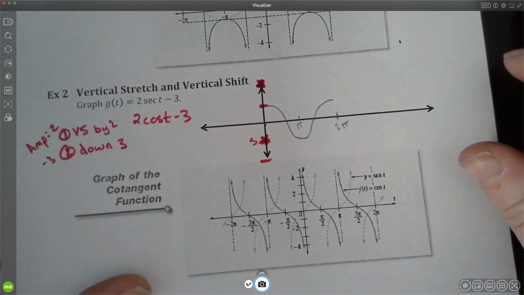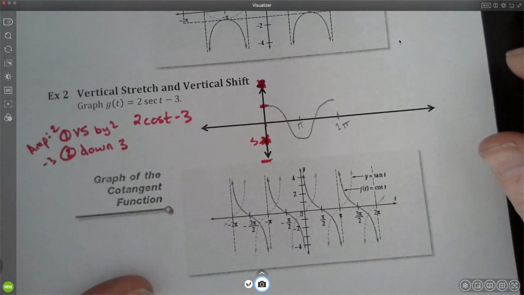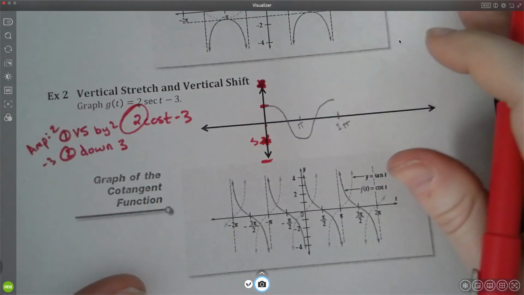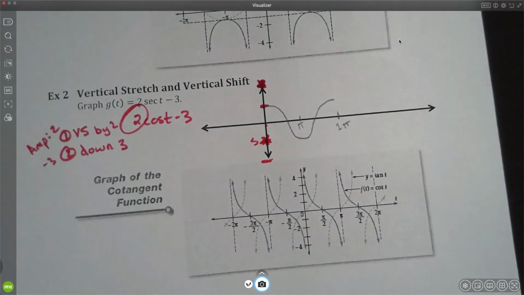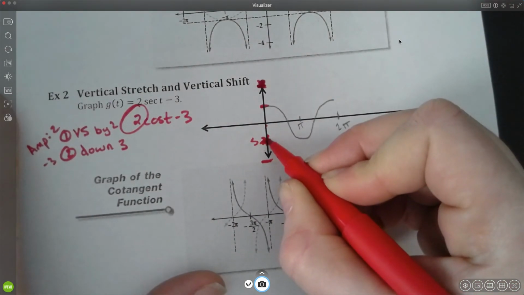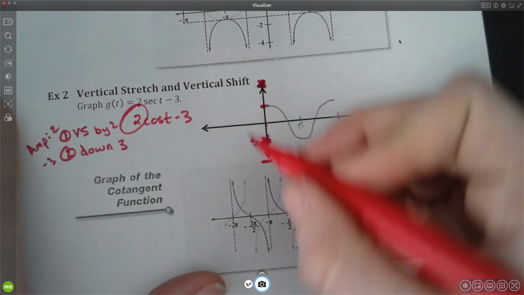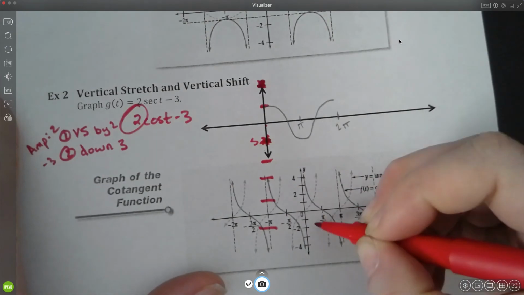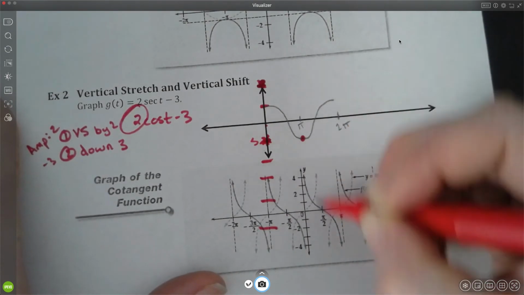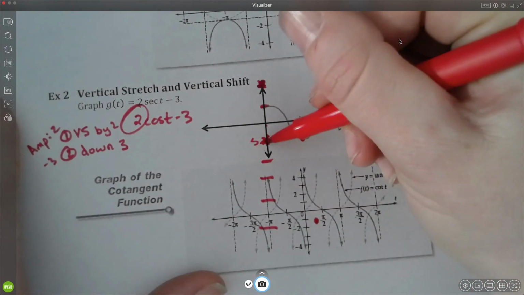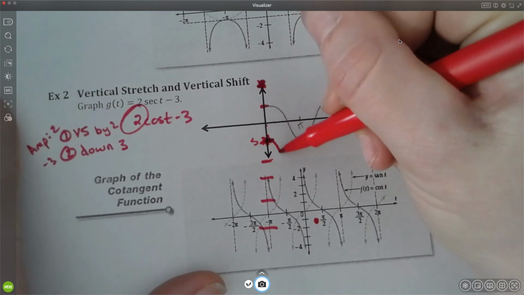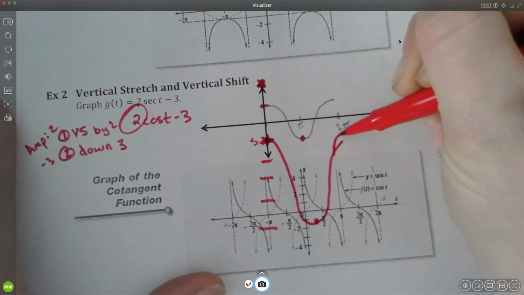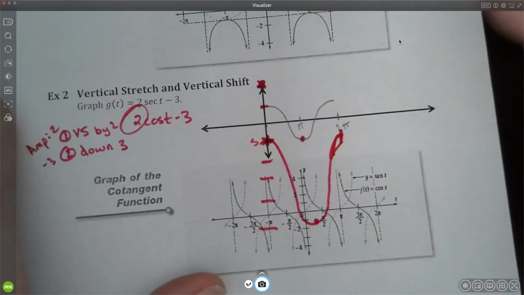Pretty darn low. If your amplitude is 2, how tall is he total? 4. If we're starting at negative 1, he's going to be 4 units tall, so he's going to go down to 3, 4, 5. He's going to go all the way down here. So this point right here will be down at negative 5. He's going to go like this and come back up. Does that make sense?